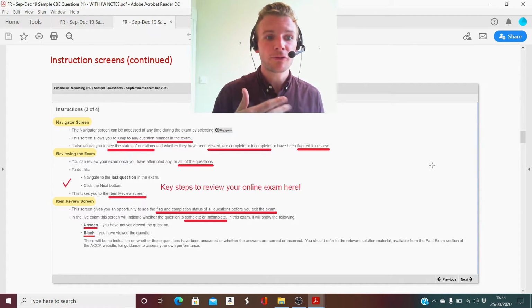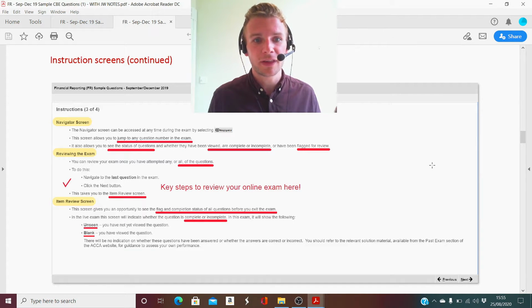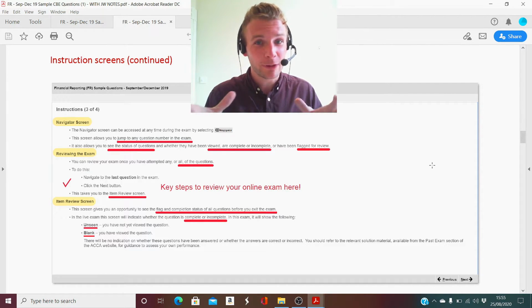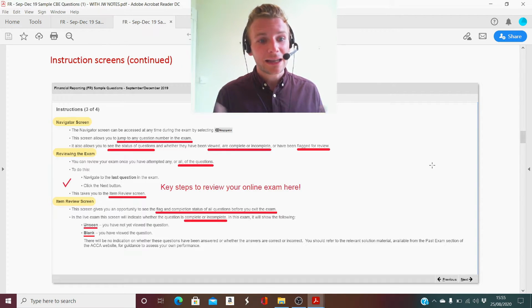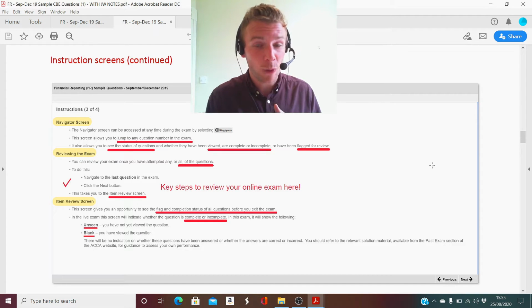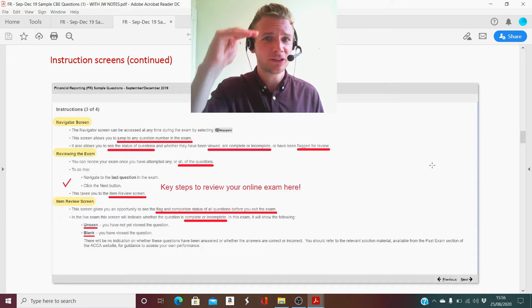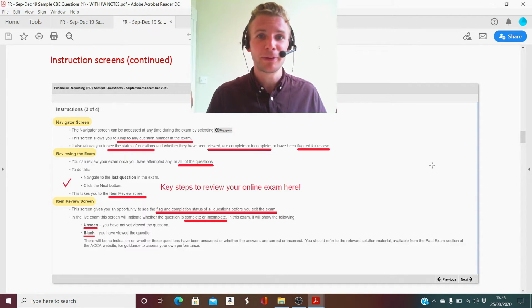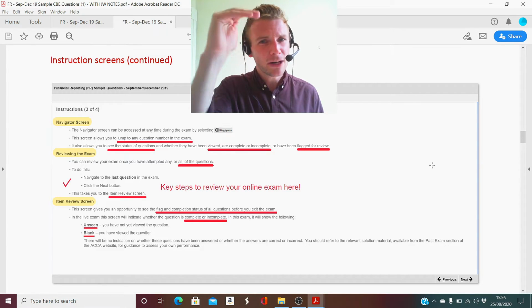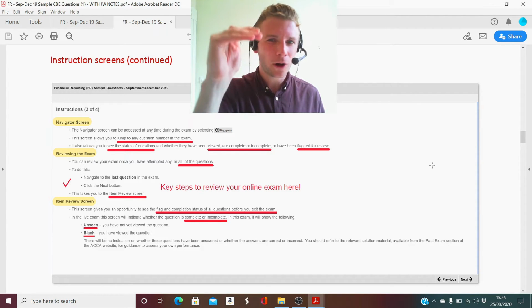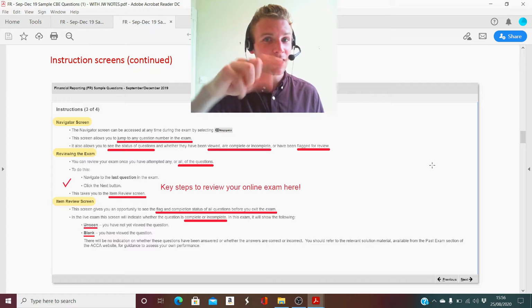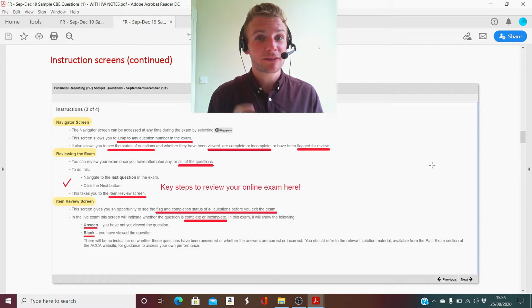Reviewing the exam: you can review the exam once you've attempted all or some of the questions. So you can go back and see which stage you're at on there as well, clicking the next button. These are the key steps for reviewing your exam, and it comes down to what process you're most comfortable with. Am I just going to go questions 1, 2, 3, 4, 5 and 6 and do my best shots, or am I going to read all the questions through? I quite like 1, 3 and 6 to start off with and then keep going back, but it's going to come down to practice using the system.